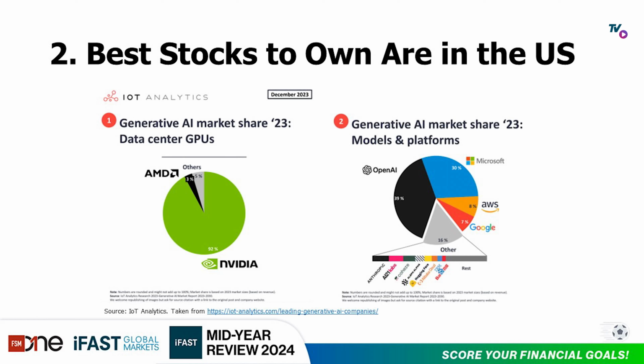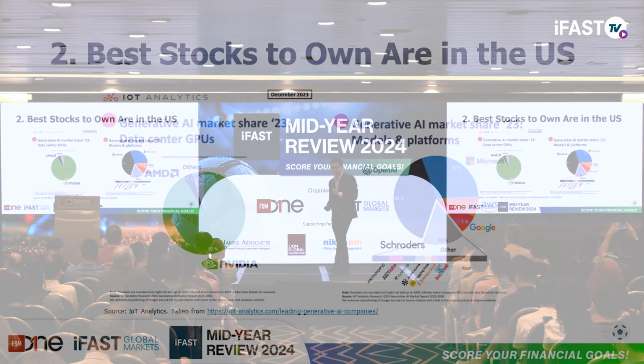And in the market for AI models and platforms, the dominant companies are also US companies. OpenAI is currently the leading model maker in the AI space, and big tech companies also have a big presence in this market as well. So with China no longer giving us the kind of opportunities that it once did, the best stocks to own in the world today are mostly US companies.